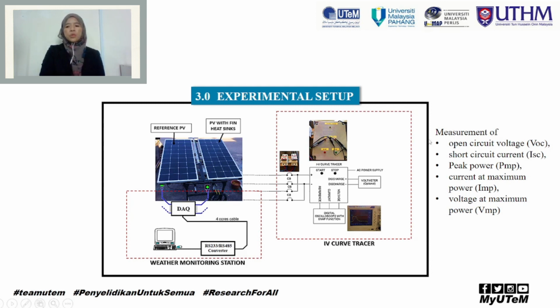61724-2010. So this IV curve tracer is a very important component in this study, which is used to measure the open circuit voltage, short circuit current, as well as the maximum power, current, and voltage. Whereas the weather monitoring station is used to monitor the solar irradiance, the ambient temperature, as well as several inputs to the PV module, such as the module temperature sensors at several points.